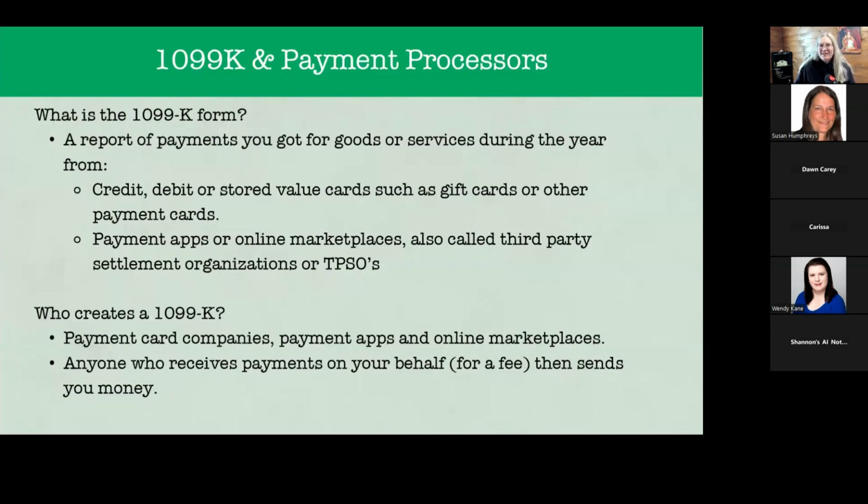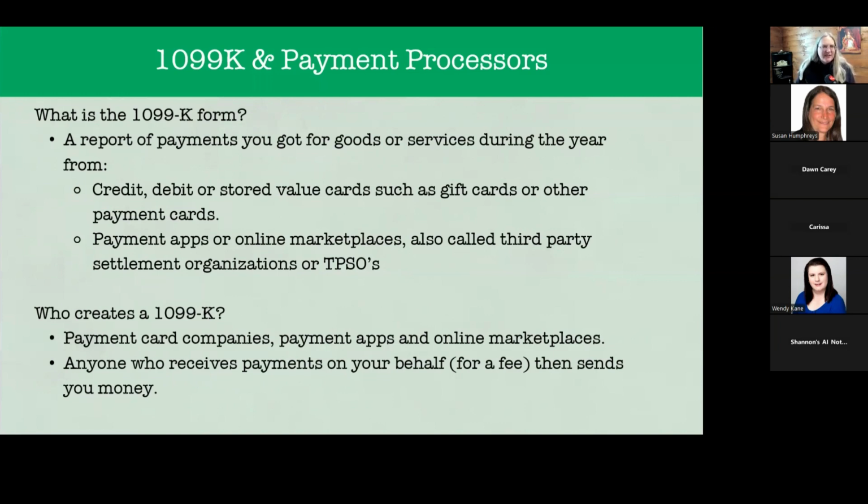All right. I think this is the reason that most everybody is here, to find out what the rules are for the 1099-K and payment processors. So we all know that 1099-Ks are for payment processors, which include credit and debit, stored value cards such as gift cards and other payment cards, payment apps, or online marketplaces, also called third-party settlement organizations. What types of payments are considered credit or debit cards? It's anything that goes through a third-party settlement organization. It can be a little confusing on what gets included and what doesn't get included. I've got another slide that talks about all of that stuff.